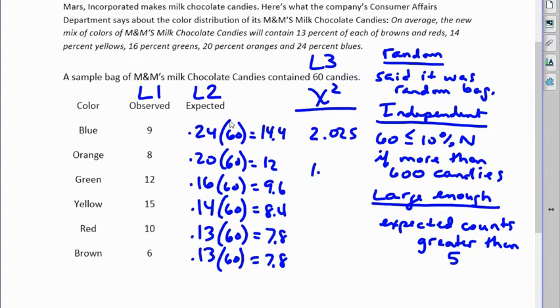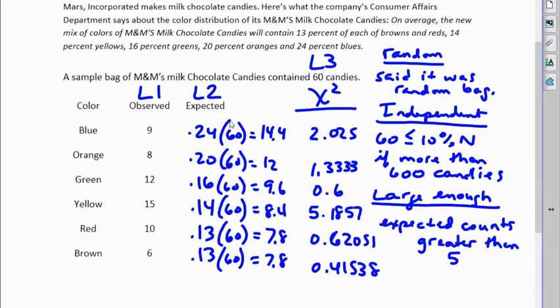These numbers are easy to find with the goodness of fit because they're set up right there in the calculator when you're finding your expected counts. It's really easy to do this with L3. Oops, that's wrong. I wrote a 3. That L3 calculation. So the sum of my chi-squareds is 10.1799.